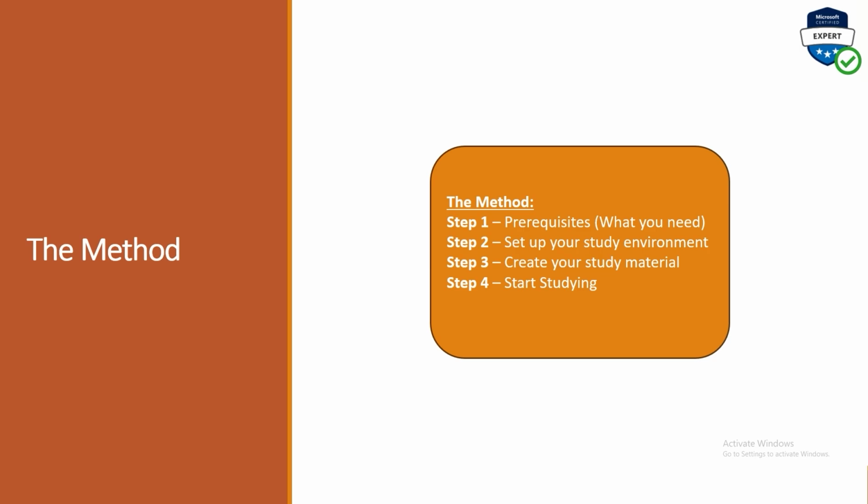So the method breaks down in 4 simple steps. So in step 1, I'm going to show you the prerequisites, so what you're going to need. Step 2, you're going to set up your study environment so you can actually get started studying. Step 3, you're going to create your study material so you have something to study from. And step 4, you're actually going to start studying. So I'll give you some advice on how you can do that the most practically and efficiently.